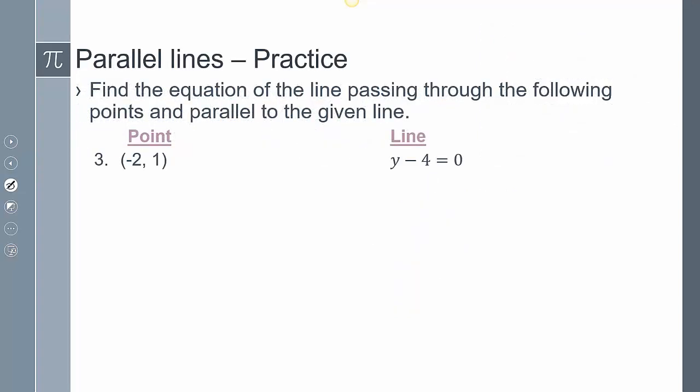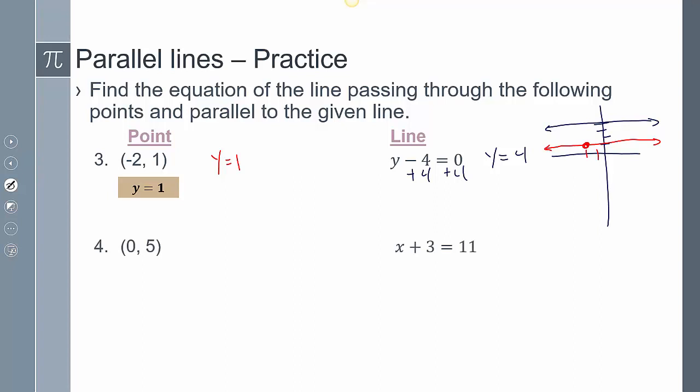Now we can also find the parallel and perpendicular lines when it comes to slopes being 0 and undefined slope. So for this one it says find the equation of a line passing through the following points that is parallel to the given line. So if I add 4 to both sides, I know this is going to be the equation y equals 4. So let's visualize this. It's going to be this line here, and I have this point (-2, 1). So if I'm going to draw in my parallel slope and get an equation for that, that's going to be y equals 1.